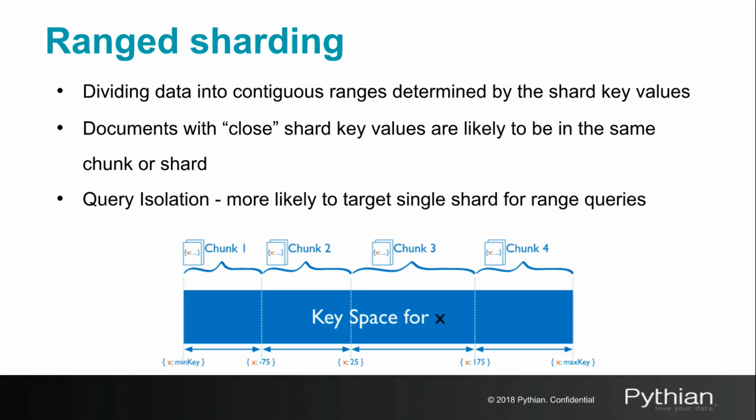So let's take a closer look. How does range-based sharding work? With range-based sharding, we are dividing the data into continuous ranges determined by the shard key values. In this example, if we have values for the shard key x, the first range starts from x being the min key, the next is defined by some value, and then in ranges, the last shard key in the range will be the max key.